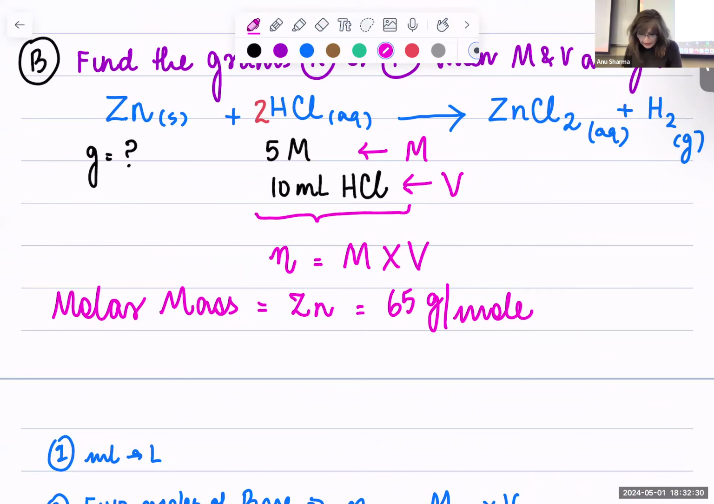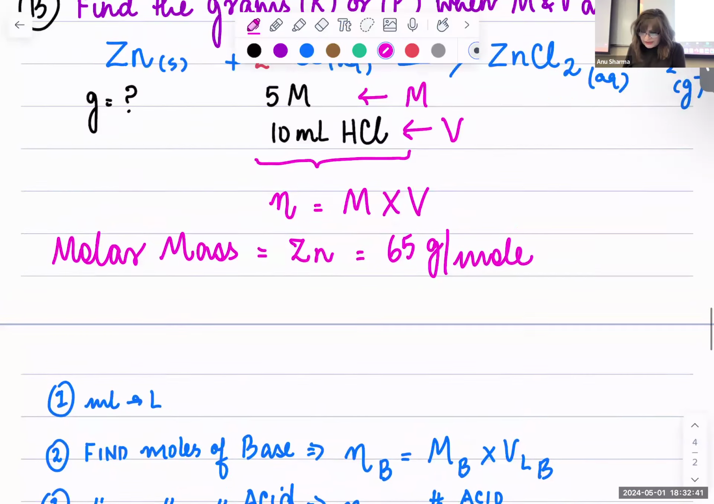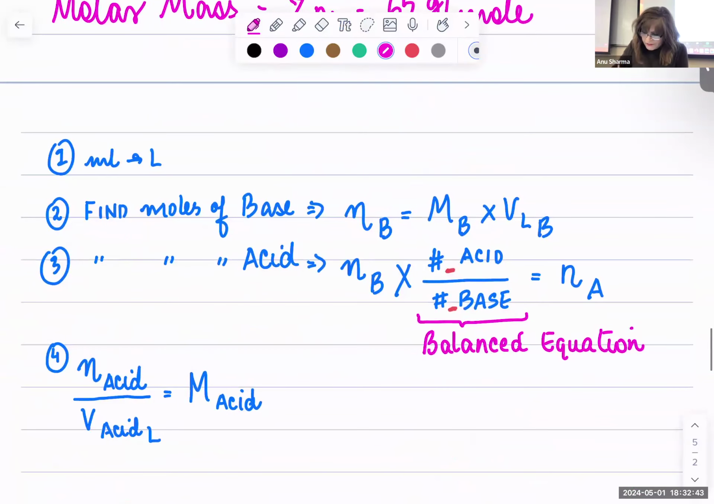Here you have milliliters converting to liters. Same story: anytime volume is given, convert to liters. Next, find the moles. In this case, we are finding the moles of the acid. Molarity times volume, you get the moles.